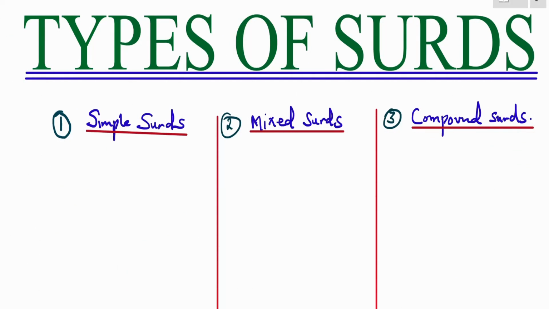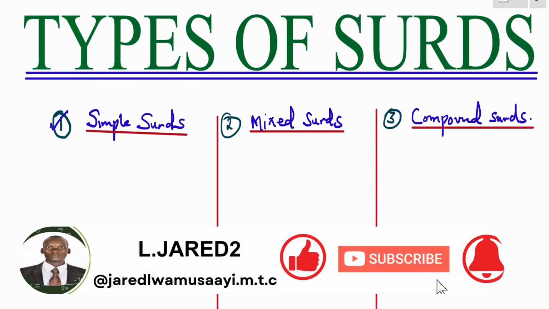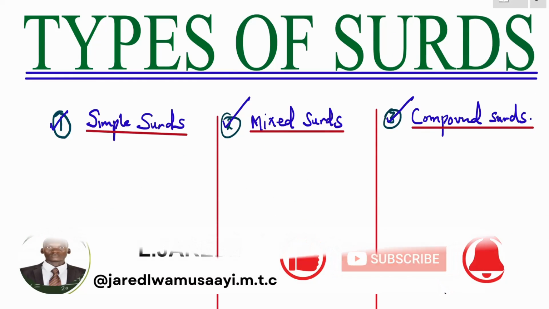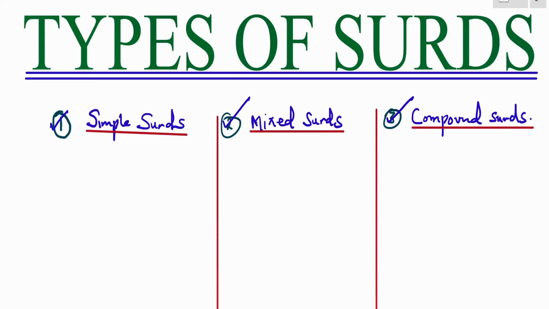Tonight we are going to talk of types of surds, and we are going to concentrate much on three types. The first one, we have the simple surds. Then the second one, we can have the mixed surds, and then the third one, the compound surds. Let's begin with simple surds.